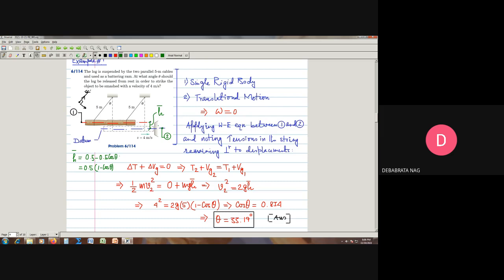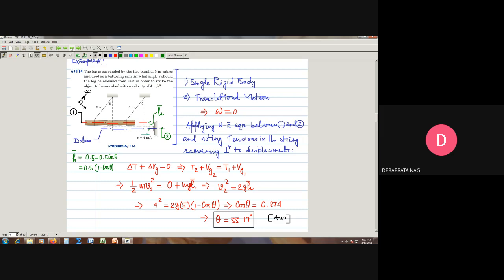So, dear students, I think that this simple problem will exemplify and clarify how we are going to apply our work energy equation in connection with a pure translational motion.